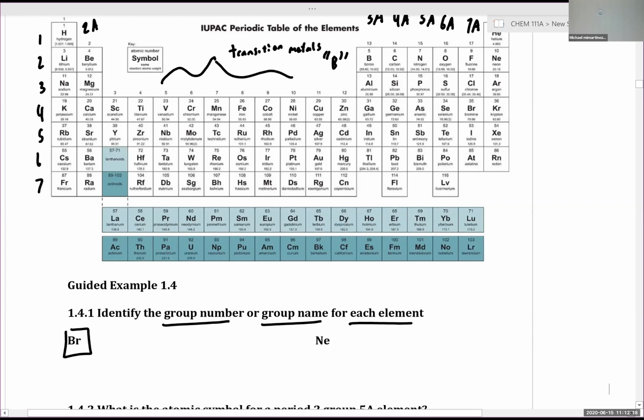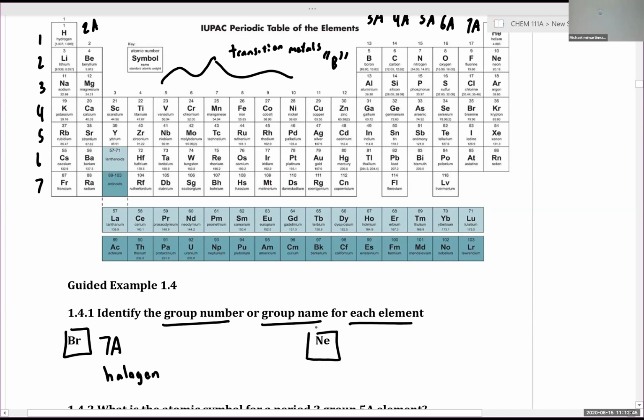Would anyone like to volunteer the group number for bromine? Okay, perfect, 7A. And what do we call group 7A elements? These would be the halogens? Yep, exactly right. So bromine is a halogen, perfect.